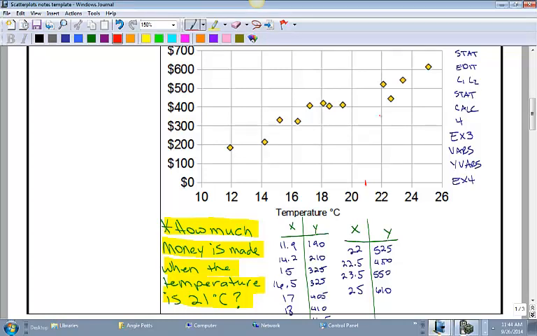What I want to show you, though, is how to use your calculator to input all of these data points that you are given so that you can write a very accurate function, an equation, and then you can answer this question just as exactly as is possible based on the information we're given.